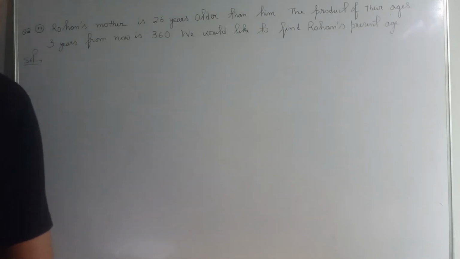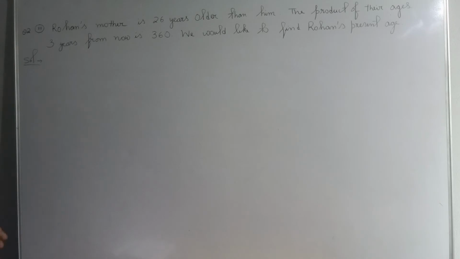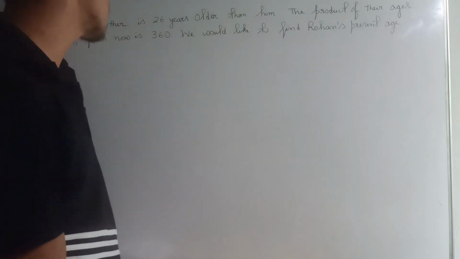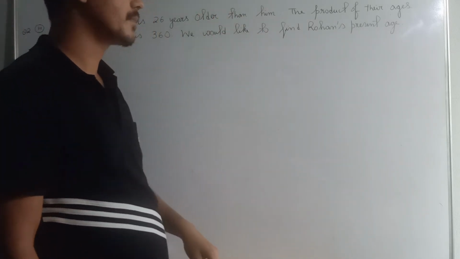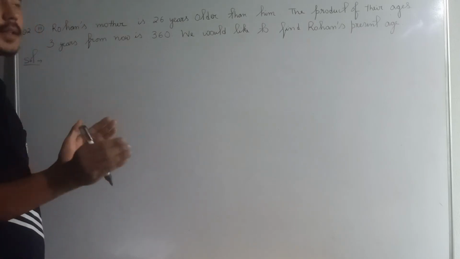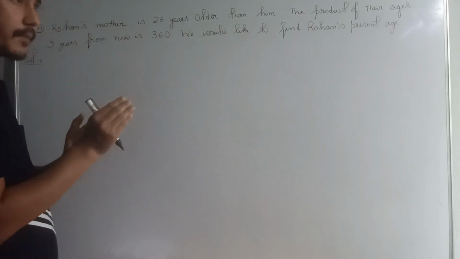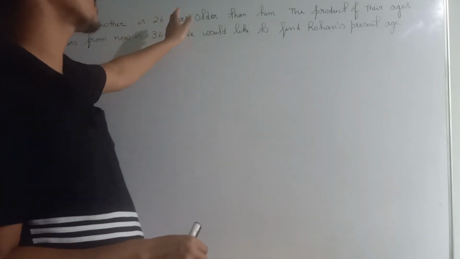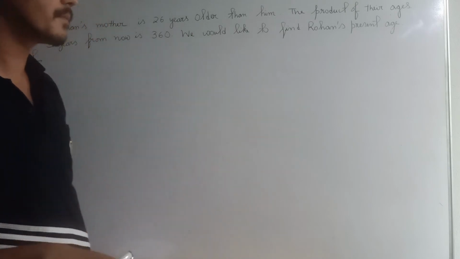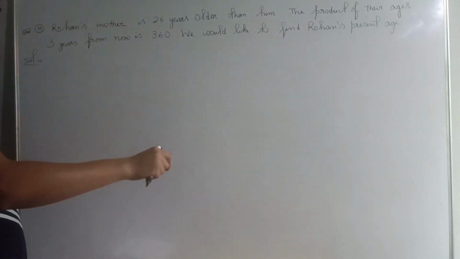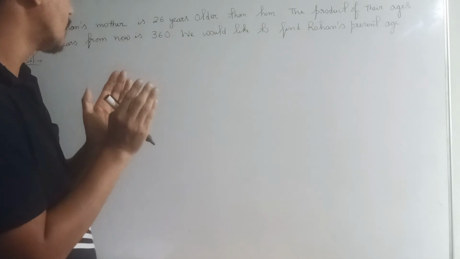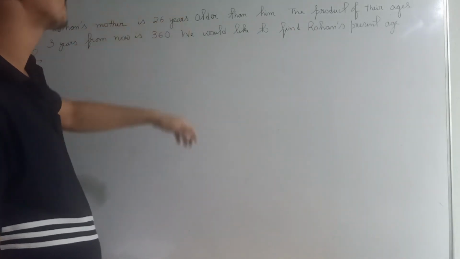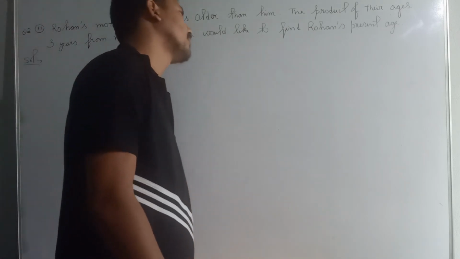So, question number 2, Roman 3. Let us read the given situation. Rohan's mother is 26 years older than him. That means currently, at present, Rohan's mother is 26 years older than Rohan.